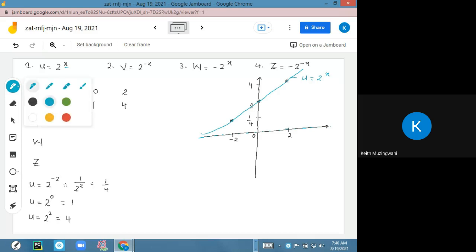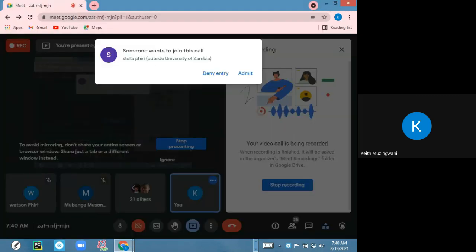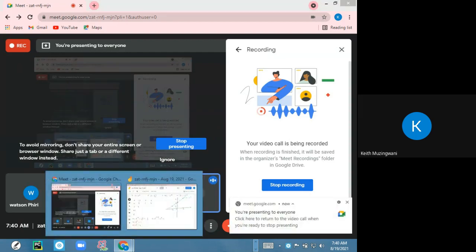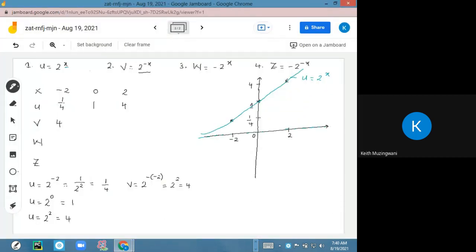The second one, let's go to the second one, v. What is v when x is negative 2? So we have v is 2 to the power negative x. So we still have a negative, and then x is coming with its own negative. So we'll have 2 to the power 2, which is equal to 4. So we get 4 here. And then, what is v when x is 0? Negative 0 is the same as 0, giving us 1. So we get 1 even here.